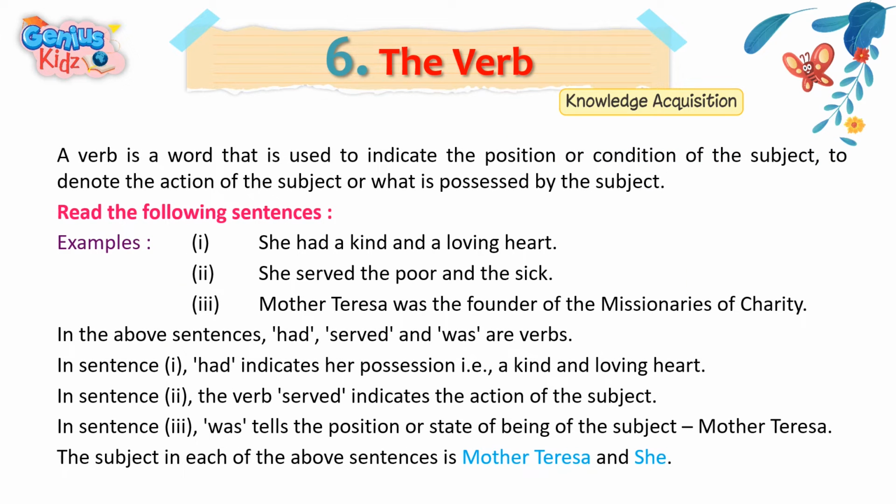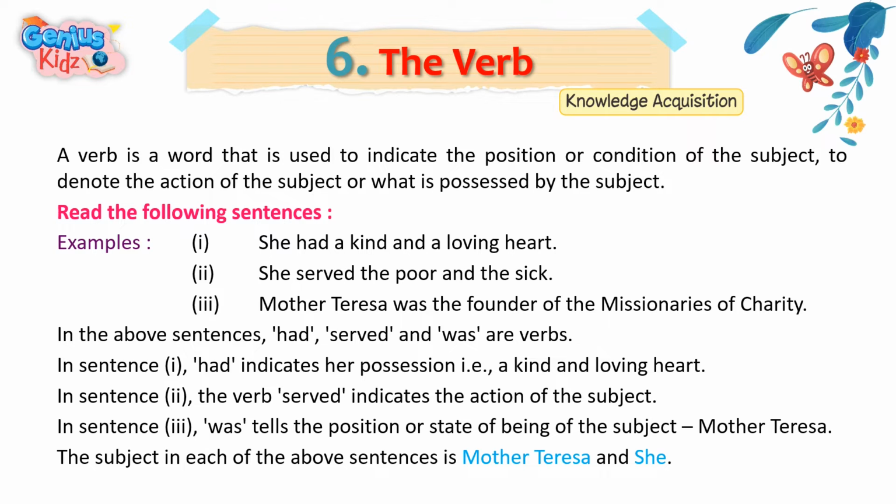A verb is a word that is used to indicate the position or condition of the subject, to denote the action of the subject or what is possessed by the subject. Read the following sentences. Examples: 1. She had a kind and a loving heart. 2. She served the poor and the sick. 3. Mother Teresa was the founder of the Missionaries of Charity.